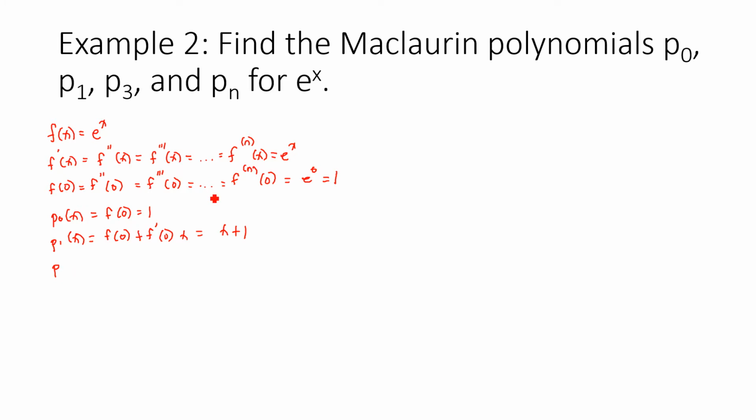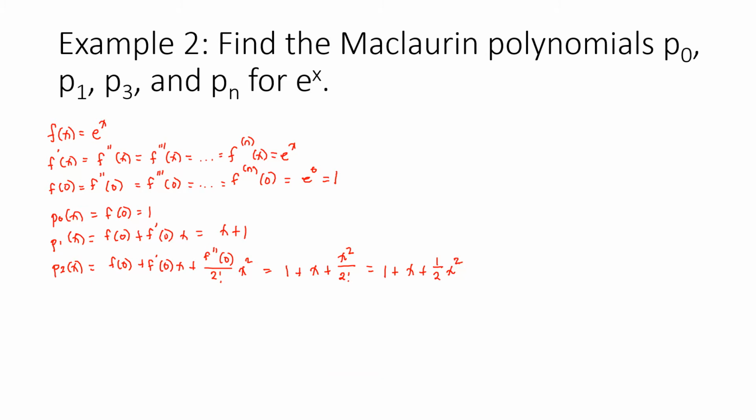So the second polynomial of x would be equal to f of 0 plus the first derivative of f of 0 plus the second derivative of f of 0 over 2 factorial x squared, which is equal to 1 plus x squared over 2 factorial, which is technically equal to 1 plus x plus 1 half of x squared.